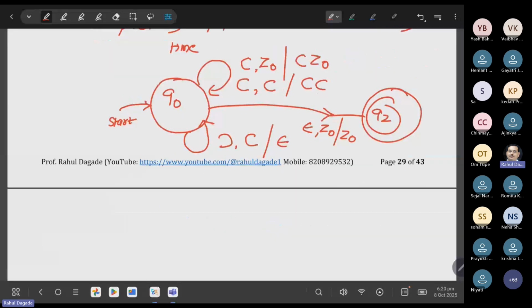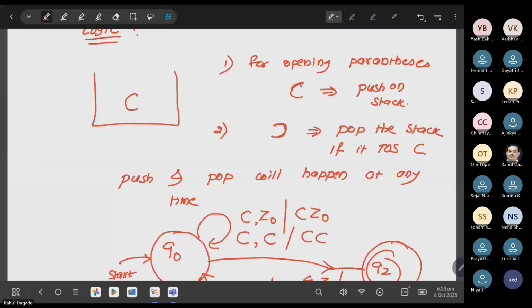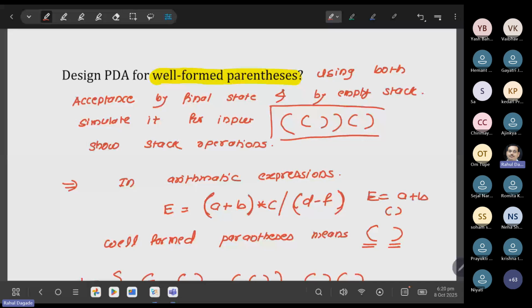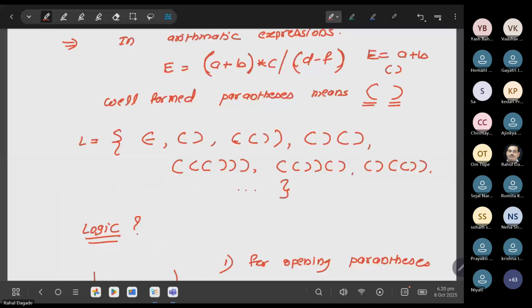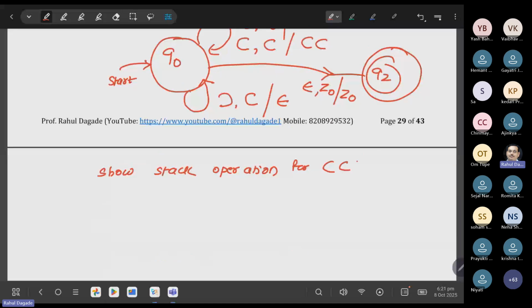Now let us try to simulate it with the stack operation. Show the stack operation for the input, which is this: opening, closing, then opening and then closing.